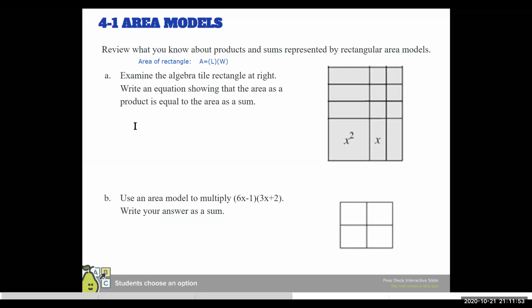So part A, examine the area tile rectangle at right. Write an equation showing the area as a product is equal to the area as a sum. So in order to do this, we need to have both the inside of this rectangle filled in, and we need to have the length and the width, the edges. So I'm going to start with the inside.